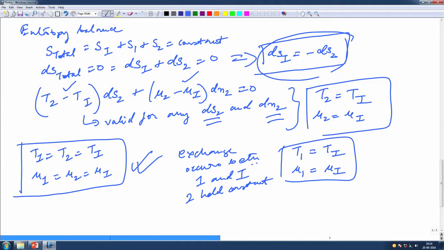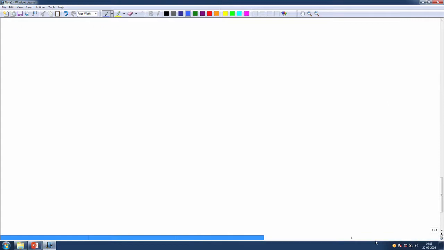That means the temperature of the interface should be the same as the temperature of the two phases with which it is in contact. Similarly, the chemical potential of the interface is the same as the chemical potential of the other two phases that are present. So, this is an interesting inference that we have drawn out of this particular work.